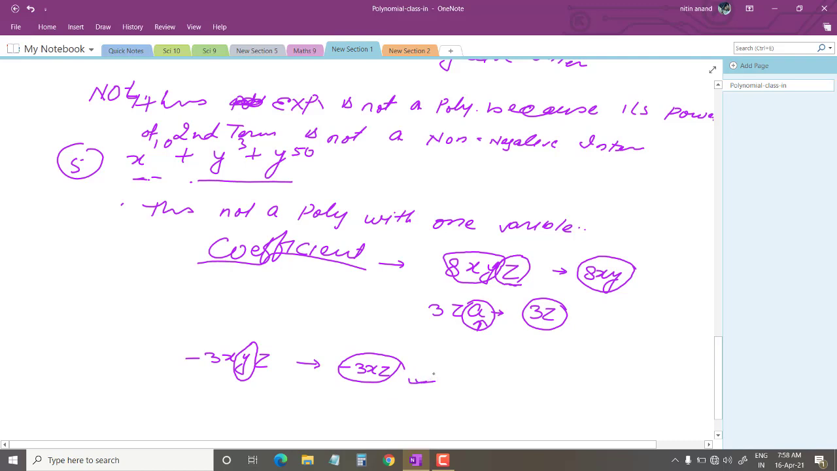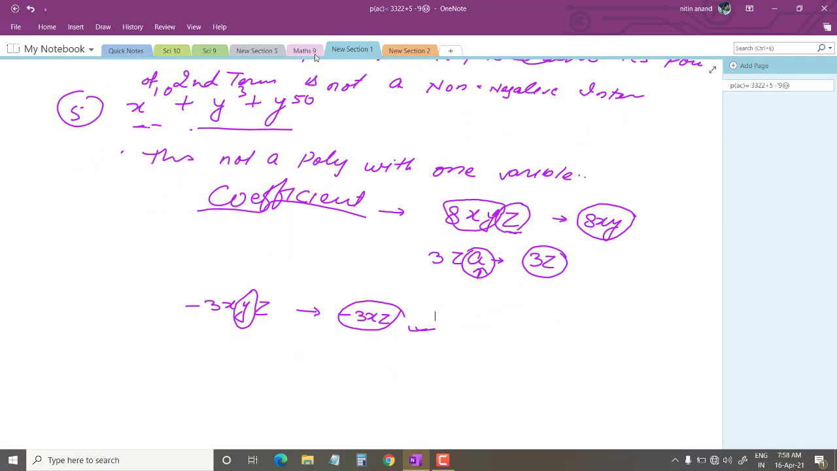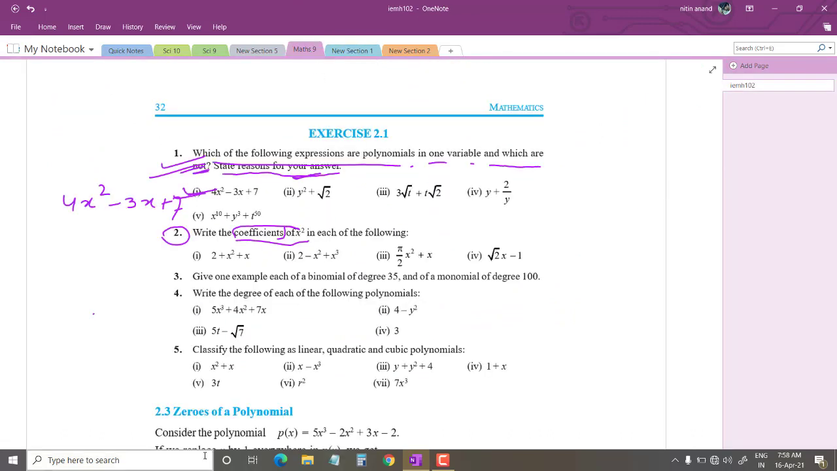Okay, is the concept of coefficient clear? Now we will discuss the question. First question is question number 2, 2 plus x square plus x.